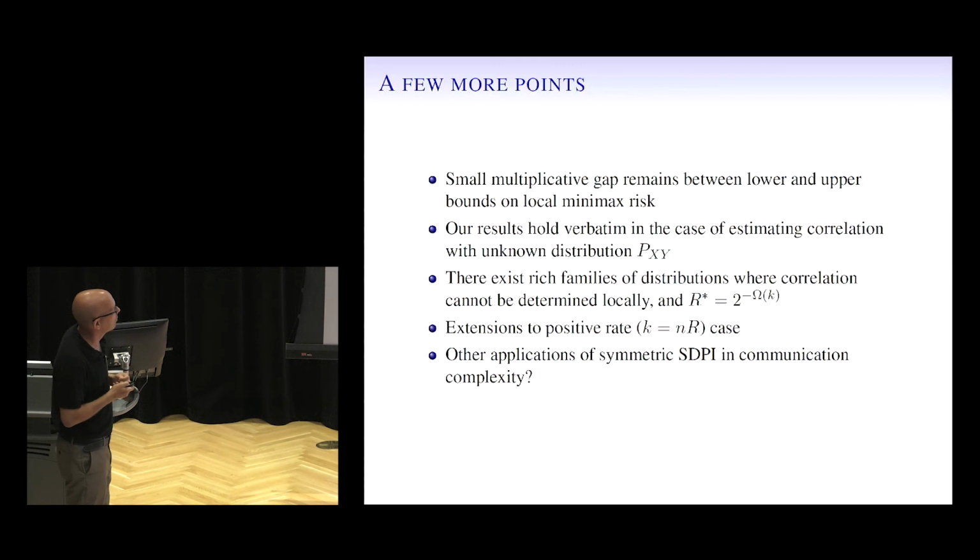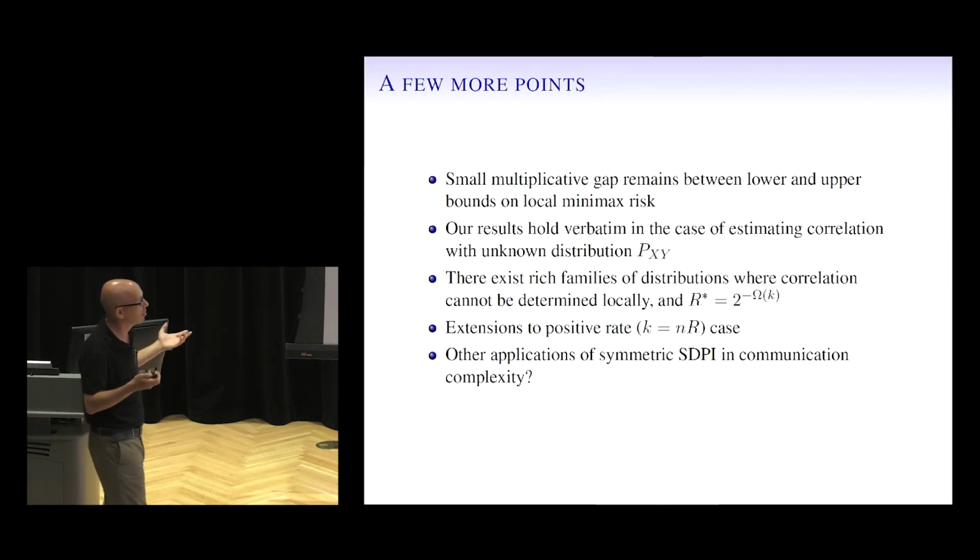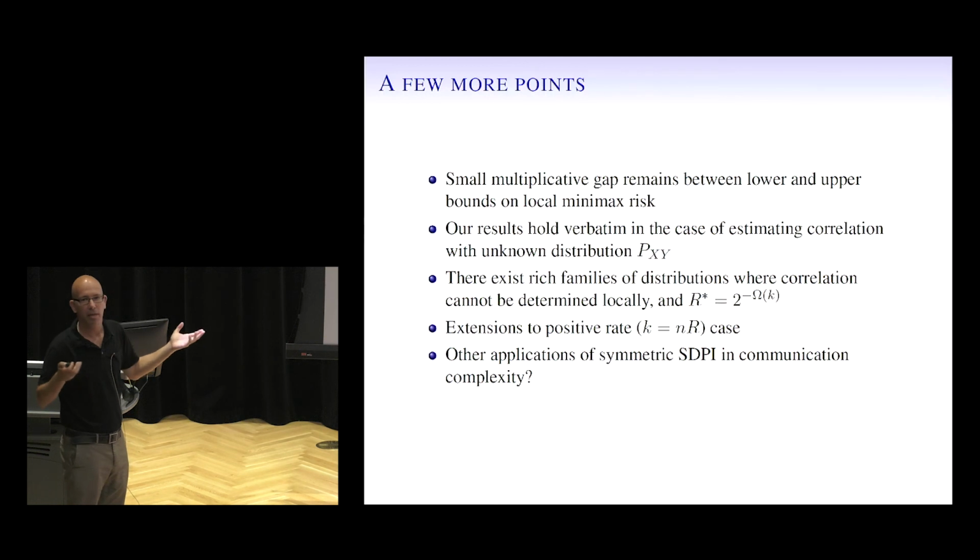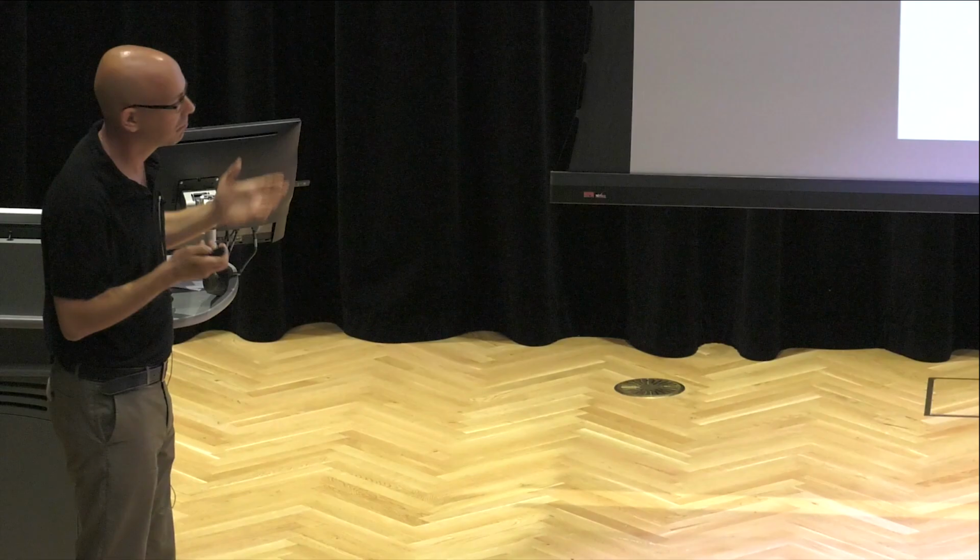And we might want to think about extensions to the positive rate case, which hasn't been done. And there could be many other applications for symmetric SDPI in communication complexity, for instance, for estimating other functionals that are not separable like the correlation, such as mutual information, various entropies, and so on. And that's all I have.